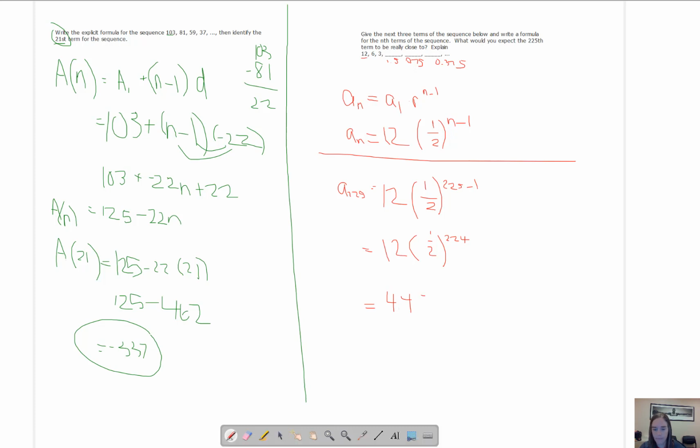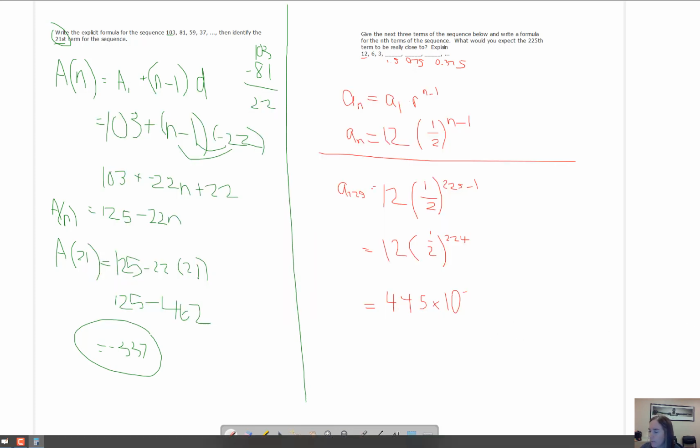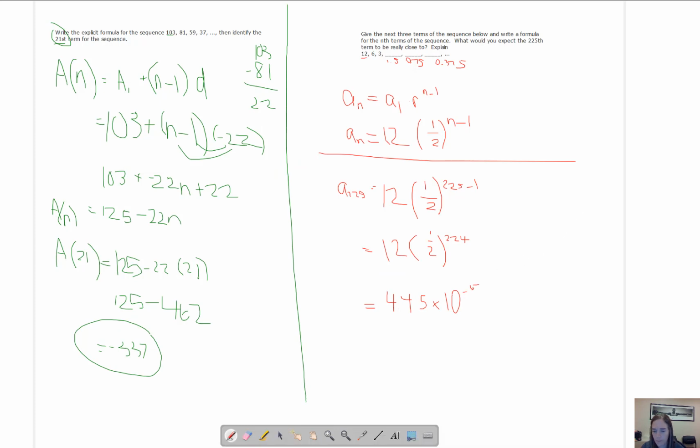It's going to be 4.45, and then you do times 10. Because it's a decimal, I'm going to do a negative, and it's going to tell me right here. So it's this number right here, that's what your 10 is to the power of: the negative 67th power. Okay, so that is my 225th term of this sequence. If I continued dividing this by 2, 225 times, I would get to this number. Okay, so that is your sequences.